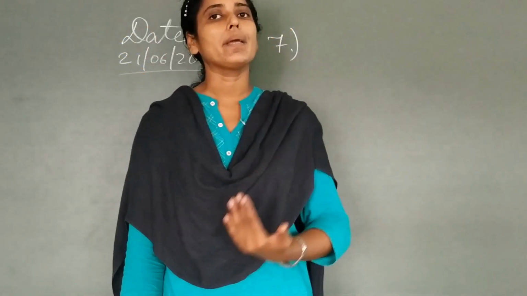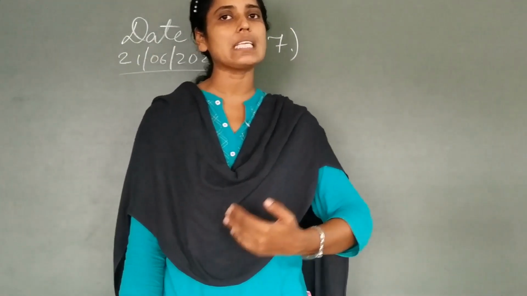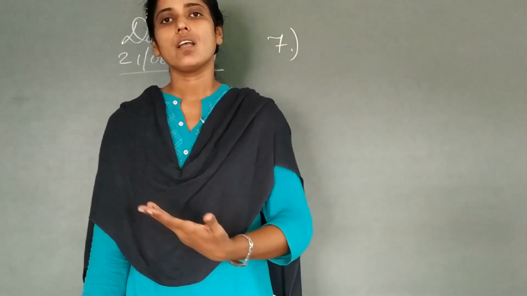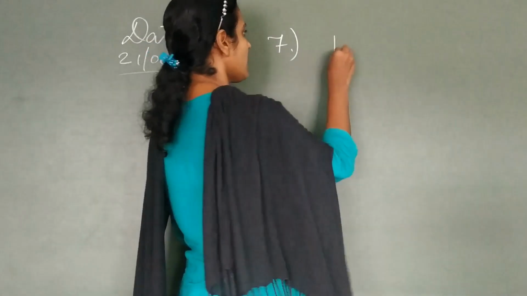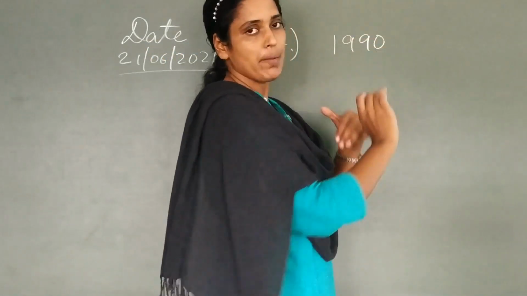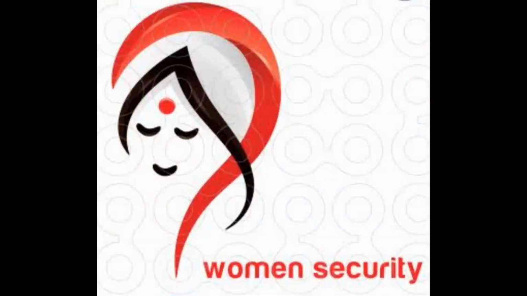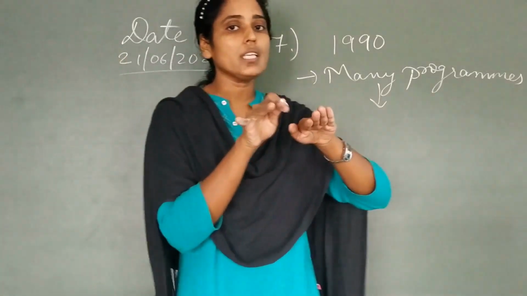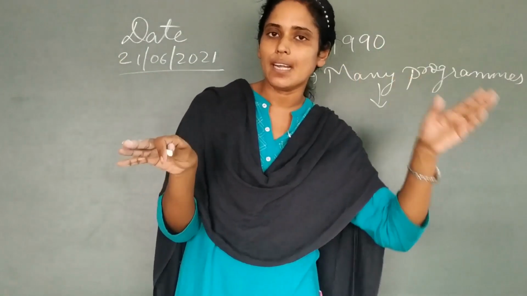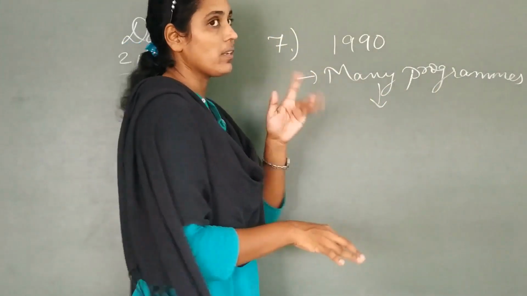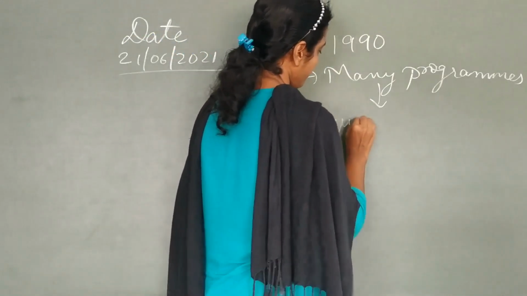Students, just read it. Many programs have been implemented since 1990 in our country to ensure that women receive equal status, education and security. That is since 1990. Many programs. We saw 6 main programs here. The 7th one is written since 1990. Many programs have been implemented so that what happens? Women can receive equal status in society. That is, they are on equal footing with men. They are not considered less than men. Boys and girls, males and females are on an equal footing. It's very important. So they receive equal status.